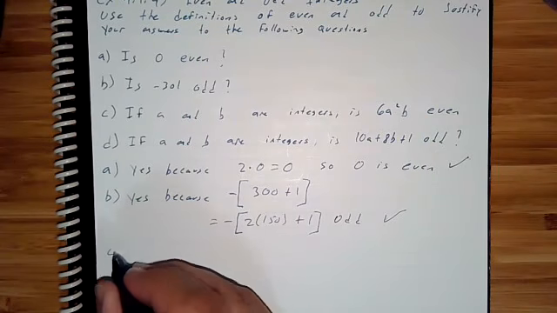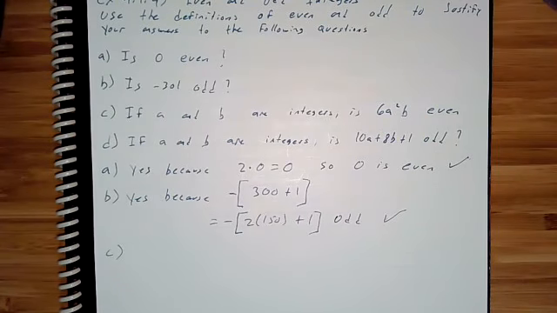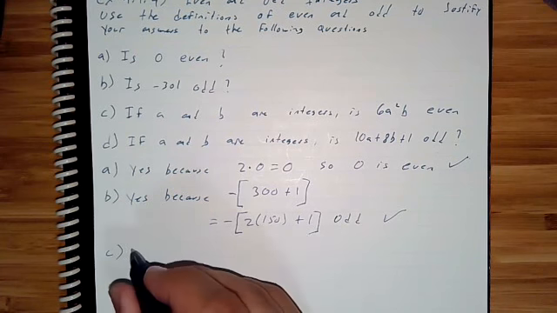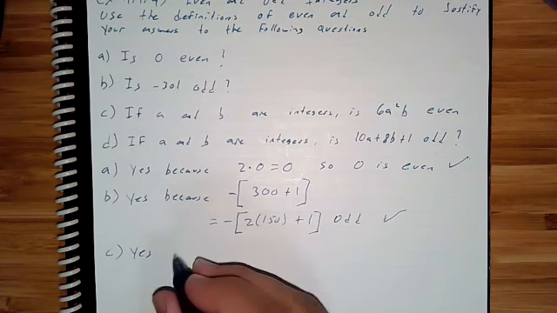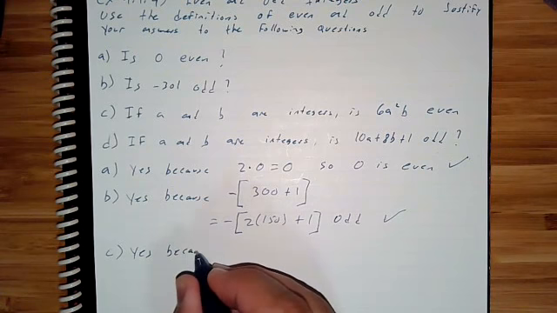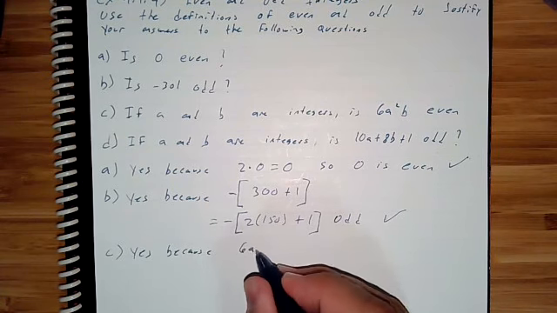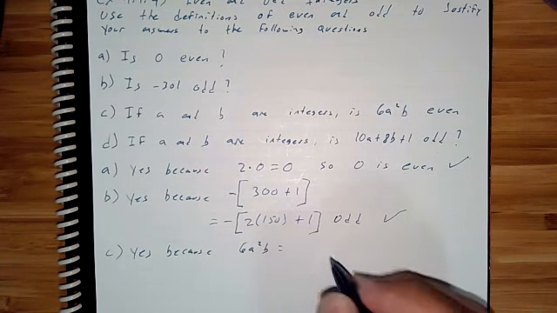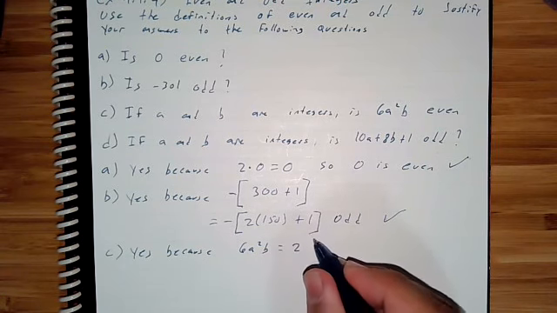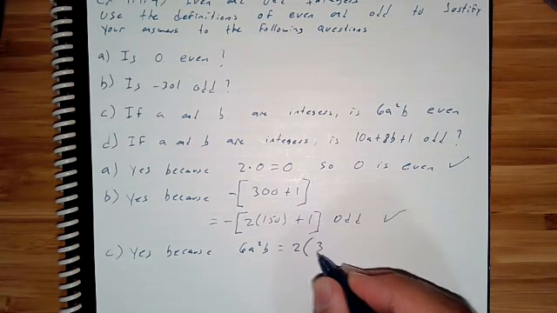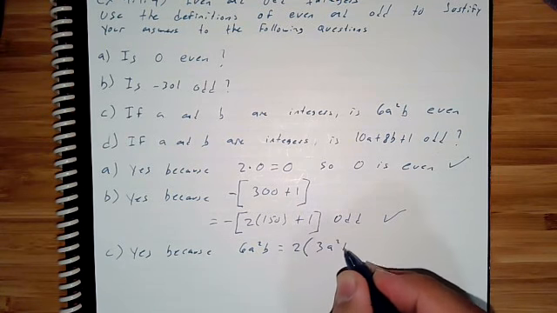C. If a and b are integers, is 6a squared b even? So the answer is yes, but let's show our justification. 6a squared times b is equal to, you agree that I can pull out a 2, right? Giving us 2 times 3a squared b.